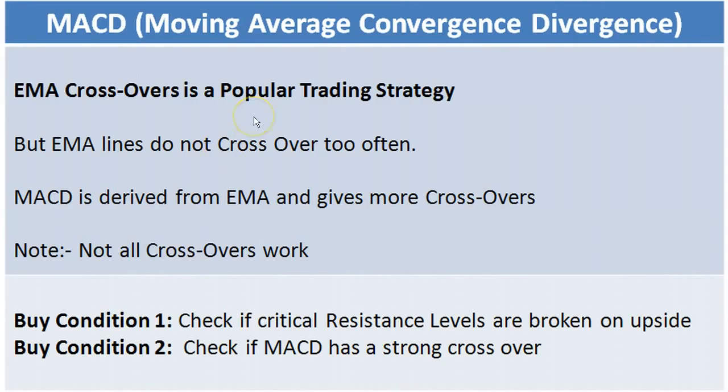And coming back to the topic, EMA crossovers are a popular trading strategy. Basically, what we normally do is, when there's a crossover on the upside, traders look to go long, and when there's a crossover on the downside, traders look to go short. But the problem with the EMA crossover is that it's not going to give too many crossovers.